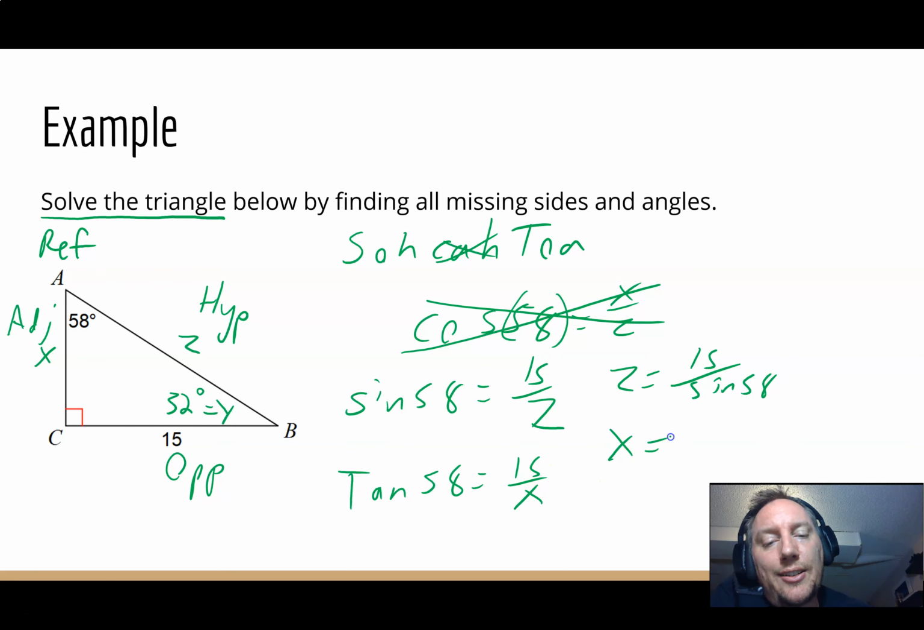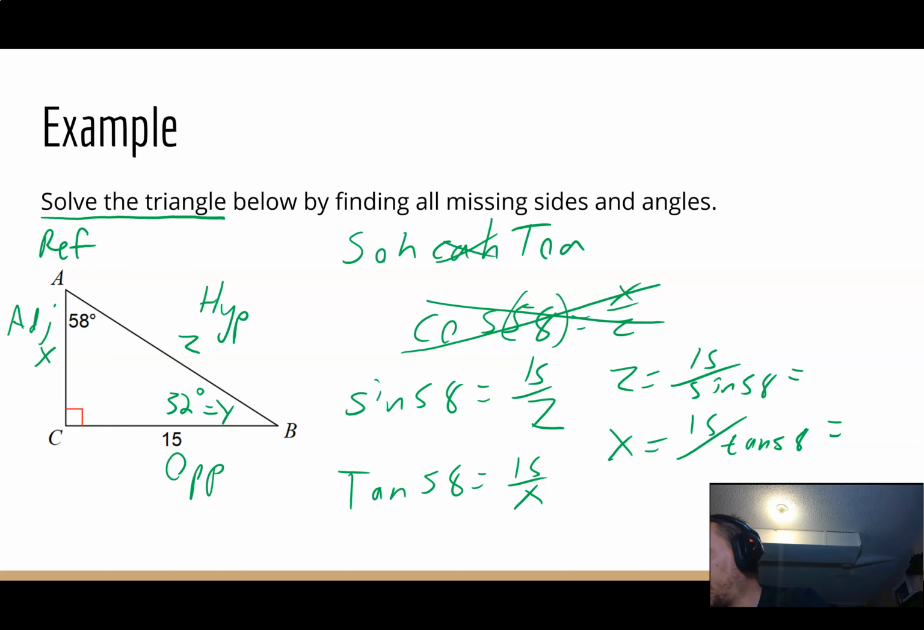15 divided by sine 58 is 17.687, blah, blah, blah. So let's go 17.7. And 15 over tangent 58 is 9.373, blah, blah, blah, so 9.4.